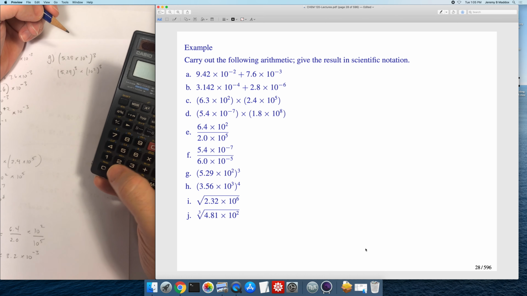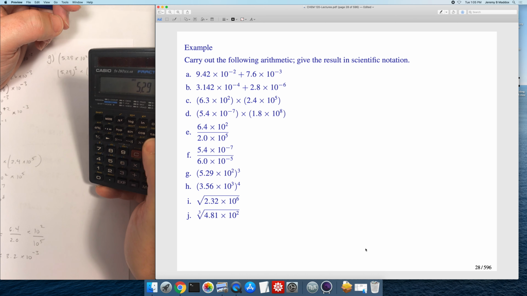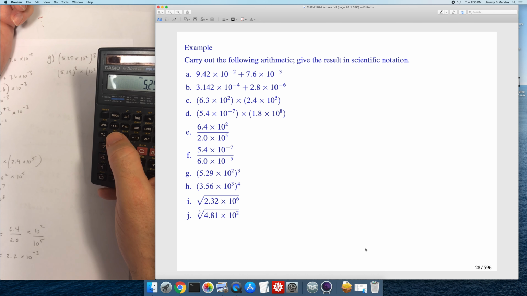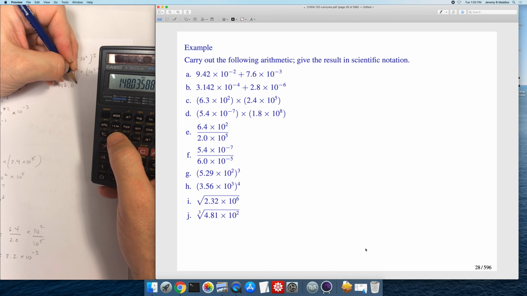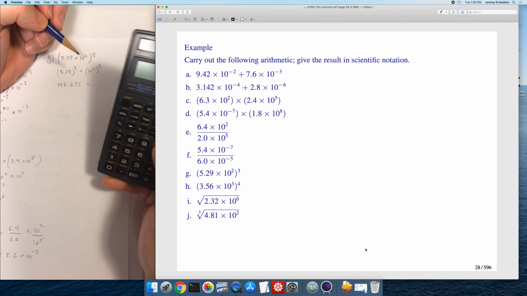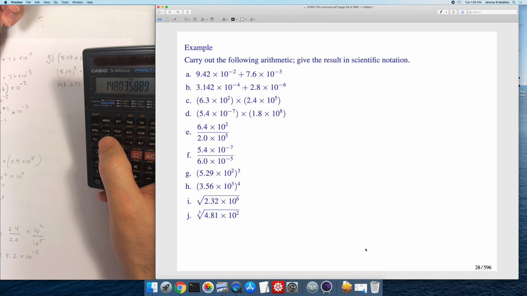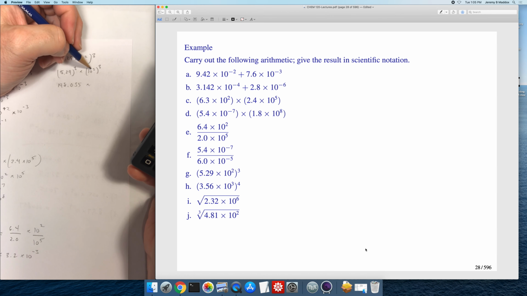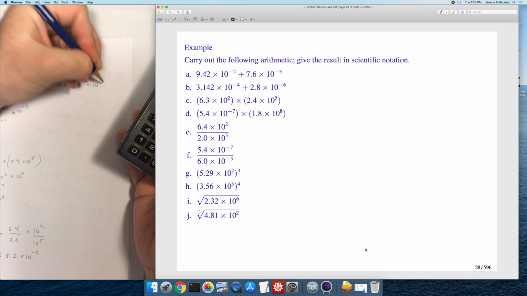And so 5.29, I will use my x cubed button here. So that gives me 148.035 and some change. And then to do the power of 10, just double check that. Yeah. 10 to the 2 to the third power, here we multiply the exponents. So it would be 10 to the 6th.